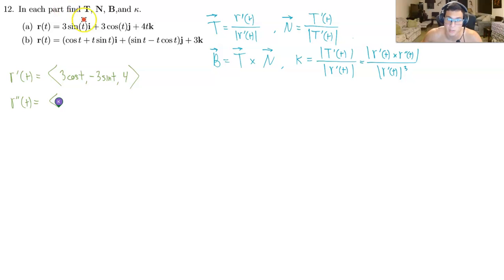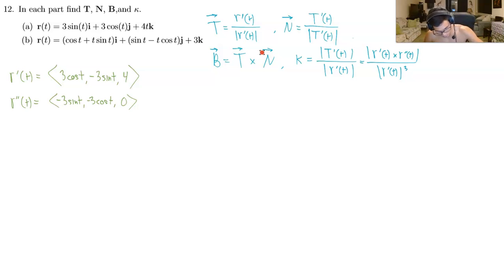The reason why I'm finding r double prime of t is because, as you can see, you kind of have to do it anyway. Okay, r double prime of t, what do we see? It's going to become negative 3 sine t, negative 3 cosine t, 0. Okay, now let's find this.